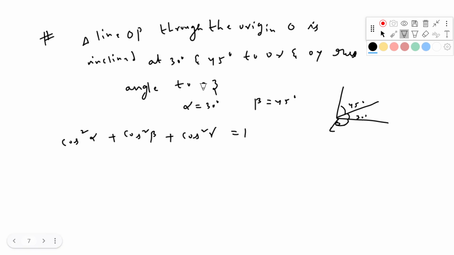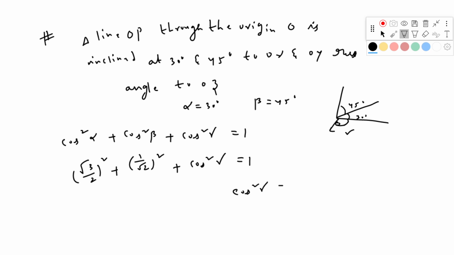Put the value alpha 30. So cos square 30. What is the cos 30 value? Root 3 by 2. So root 3 by 2 whole square. Next, cos 45 is 1 by root 2, so 1 by root 2 whole square. I don't know the gamma, so cos square gamma, this is nothing but the angle with OZ. Now if you calculate, cos square gamma equal to 1 minus 3 by 4, the square root gets cancelled, 3 by 4, and 1 minus 3 by 4 minus 1 by 2.